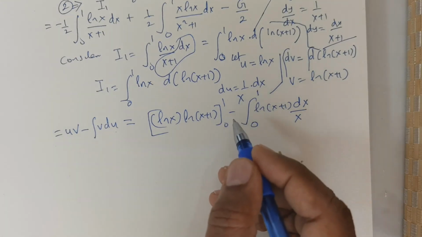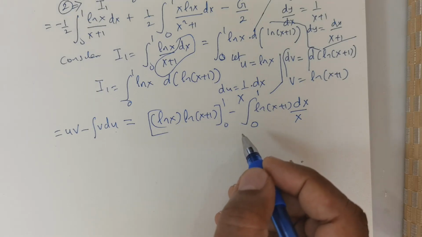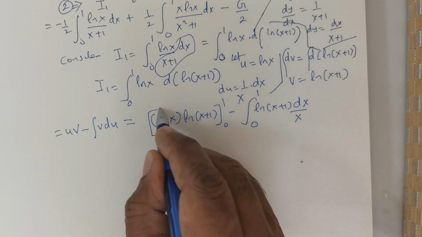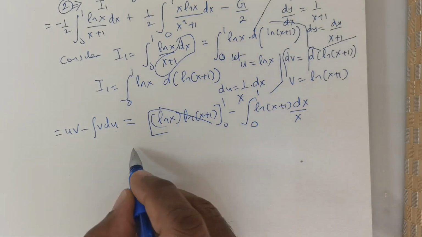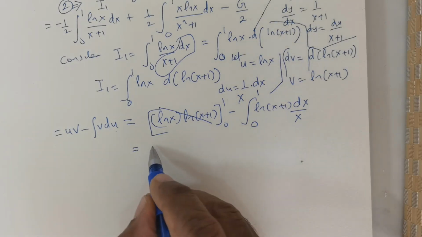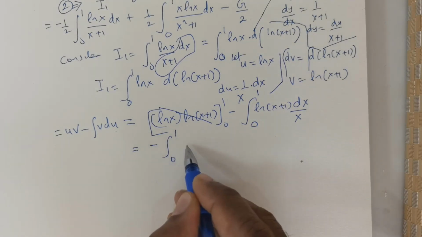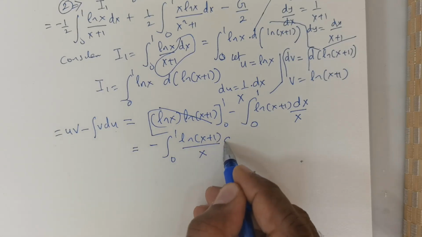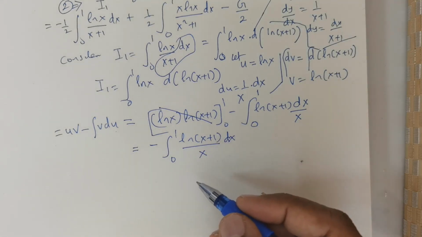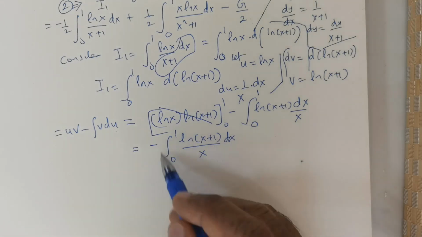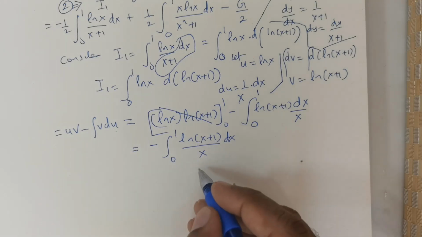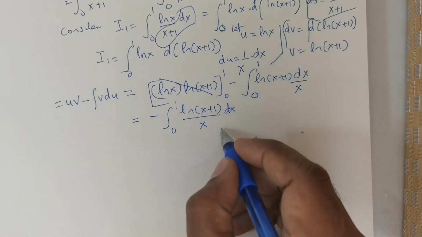So we have to apply the limits. The limits are 0 to 1. Now if I were to apply the limits, this is going to give me 0, right? So I am left with negative integral 0 to 1 ln of (x + 1) over x times dx. This is what I've got. Now the question is, I will have to integrate this.